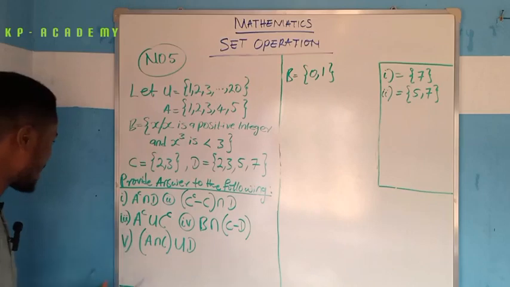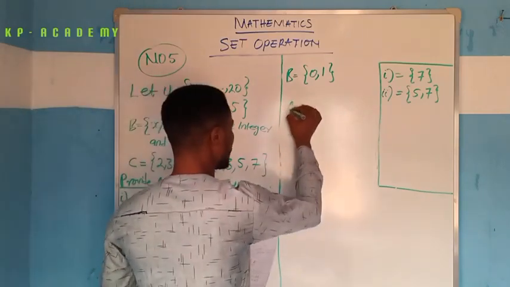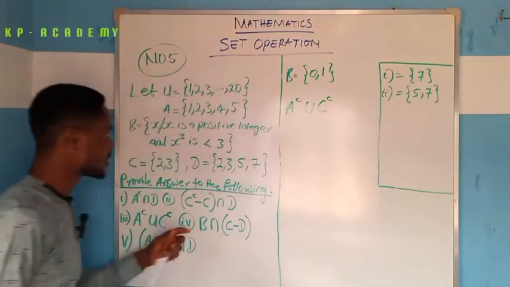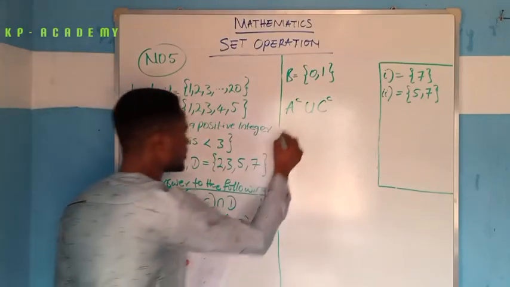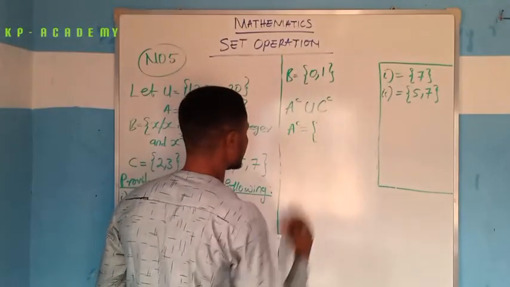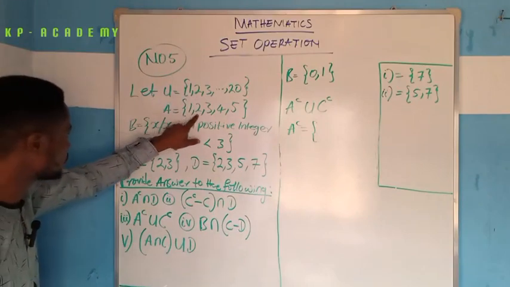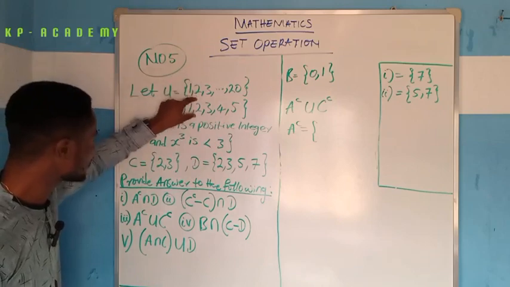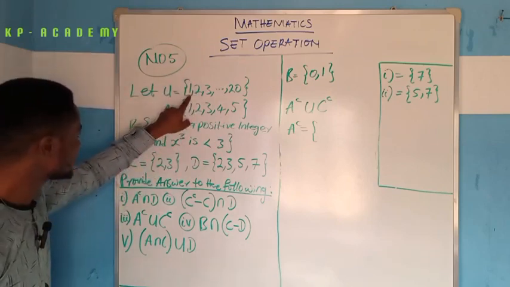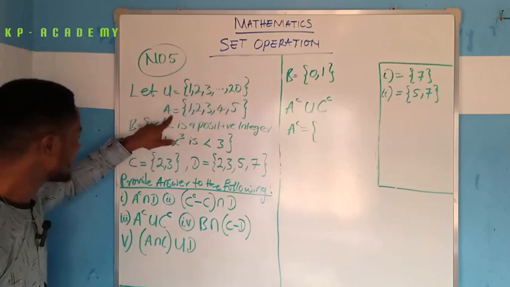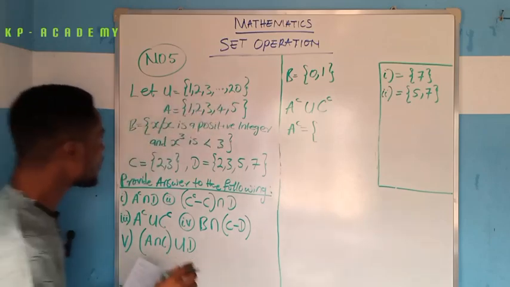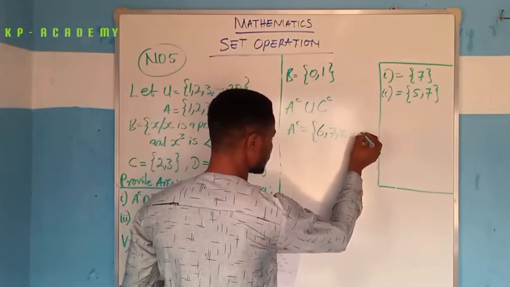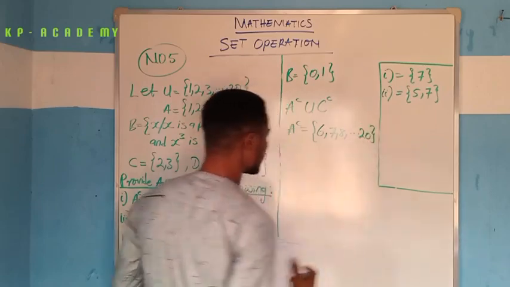Okay. Now the I part of the question says A complement union C complement. Very important. So what I'm going to do now is first find A complement. What does it mean? First, what is set A? Set A is nothing but 1, 2, 3, 4, 5. Now, complement again means what is it that is in the universal set but not in the given set A? If you watch carefully, the set U ranges from 1 to 20 and set A ranges from 1 to 5. So A complement will be from 6 to 20: 6, 7, 8, then down to 20. This is nothing but A complement.